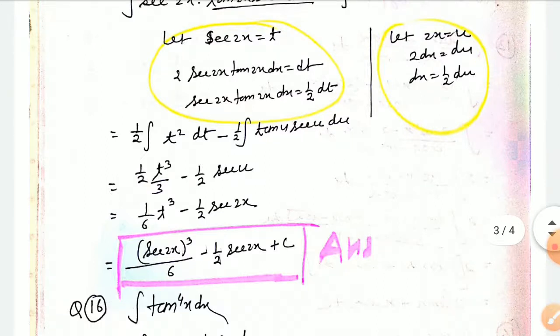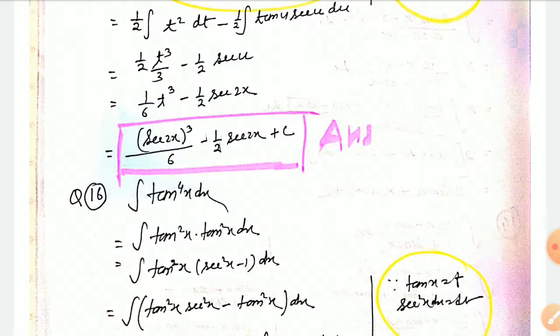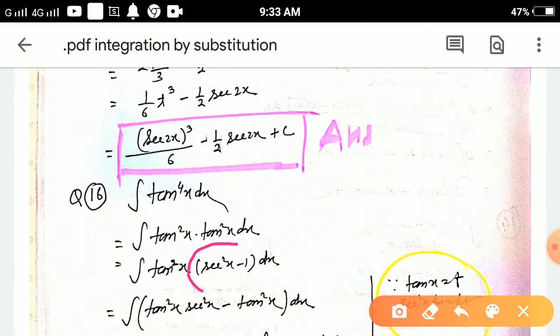Now come to question number 16. In question number 16, we have to integrate tan to the power 4x. Now to solve this question, we break tan to the power 4x into two parts, like tan square x into tan square x dx. Now we break tan square x by using the formula, we know that tan square x is equal to sec square x minus 1.